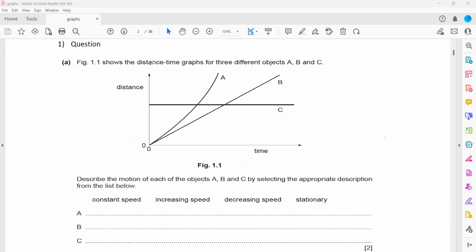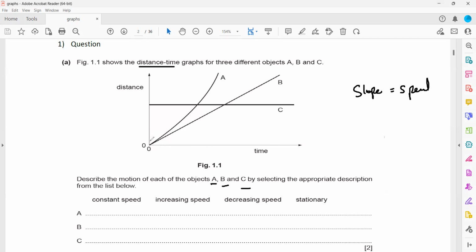Figure 1.1 shows a distance time graph. For a distance time graph, remember, what does the slope represent? The slope represents the speed of an object. Describe the motion of each of object A, B, and C by selecting an appropriate description. First, about A.